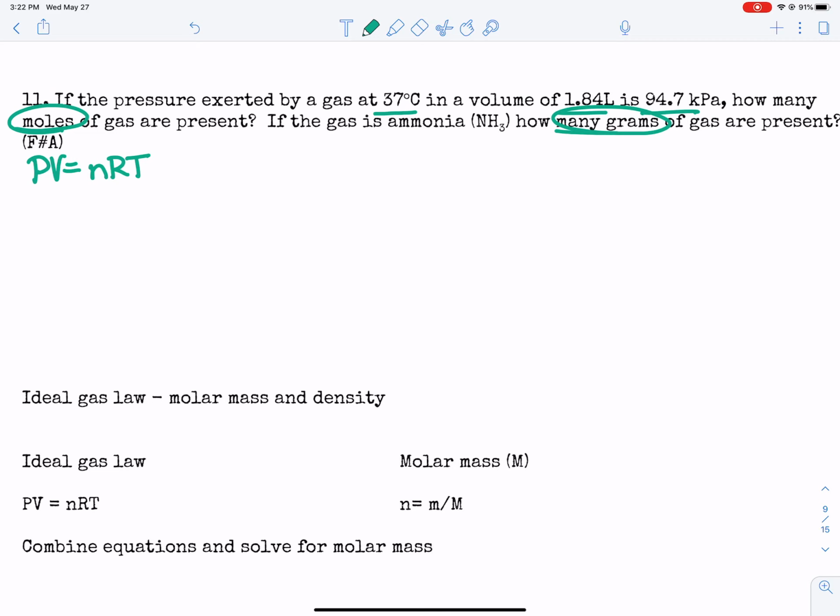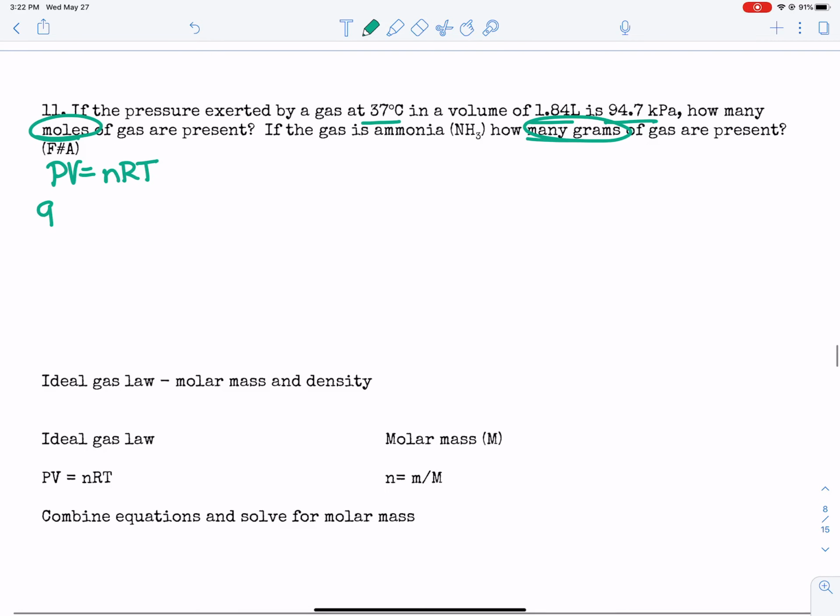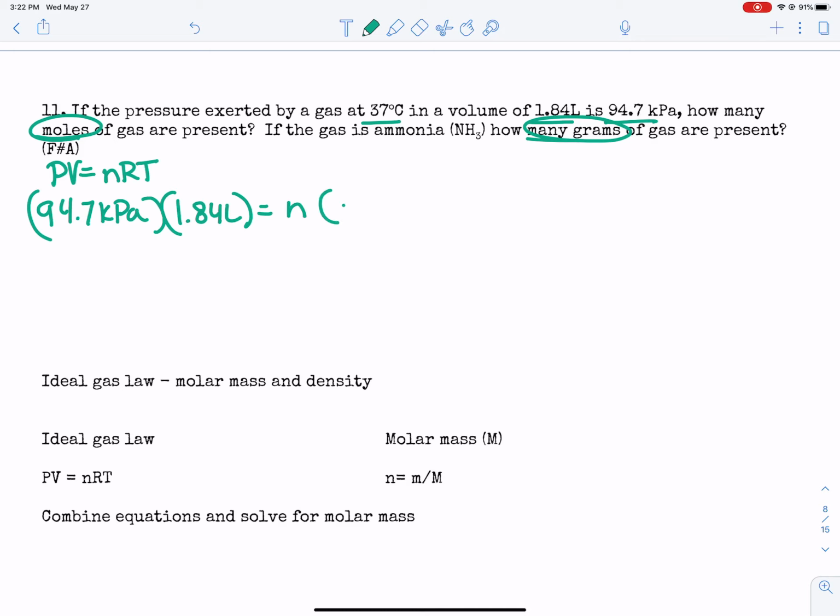So plug in what I know, which is kind of a lot here. I know that the pressure is 94.7 kilopascals. I know that the volume is 1.84 liters. I don't know the number of moles. I know I'm going to use 8.314 liters times kPa over moles times Kelvin. And the temperature is going to be 37 plus 273 or 310 Kelvin.